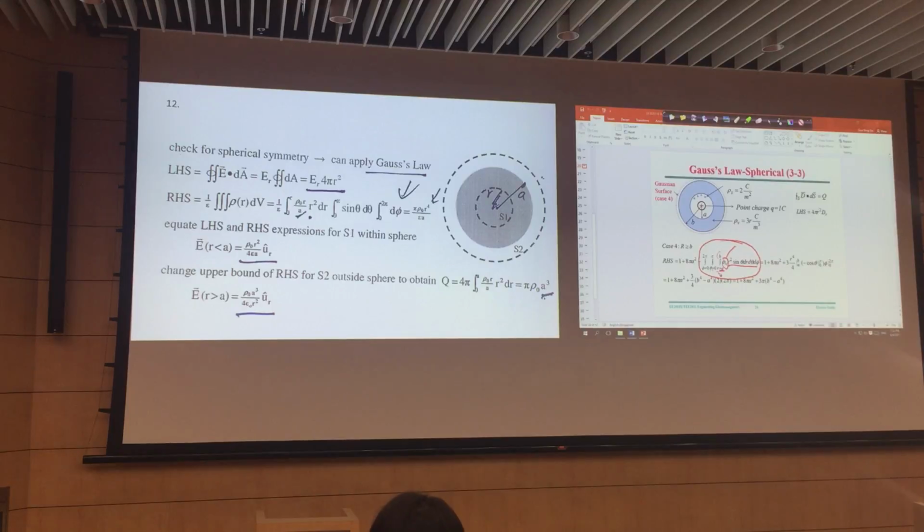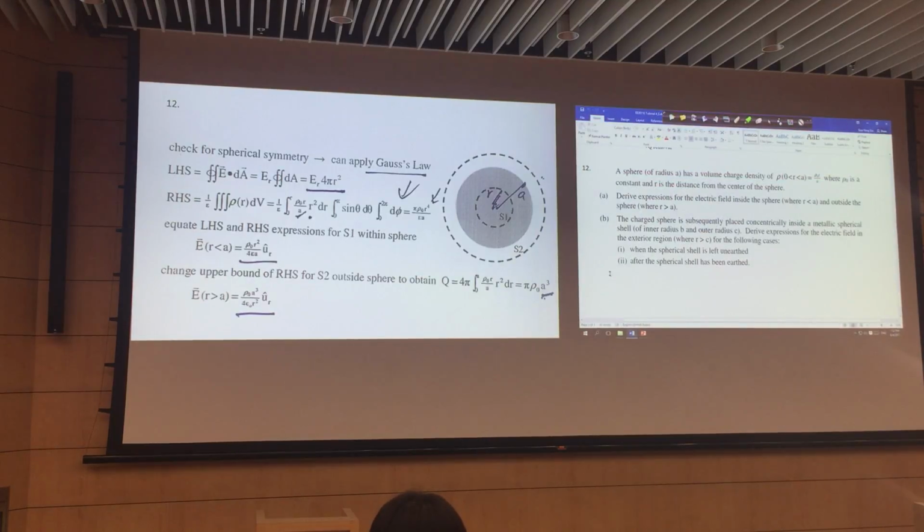Now move on to the second picture. The charged sphere is subsequently placed concentrically inside a metallic spheric shell, inner radius B, outer radius C. Derive the expression for the electric field in the exterior region for the following cases: where the spheric shell is left unearthed, and after the spheric shell has been earthed, meaning connected to the ground plane.